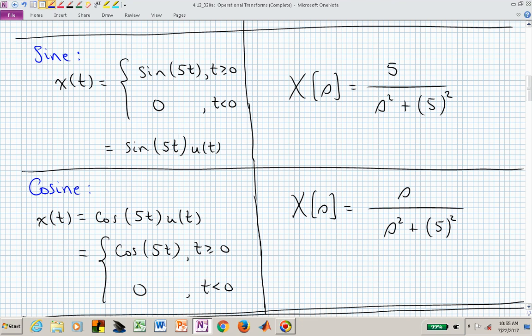compactly using the unit step function u of t to act like a switch, which u of t will only be non-zero for non-negative values of its argument t, and it's only equal to 1 since it's a unit step, so it's not scaling sine of 5t. It's really just turning it off and on at the instant when the unit step argument becomes non-negative.